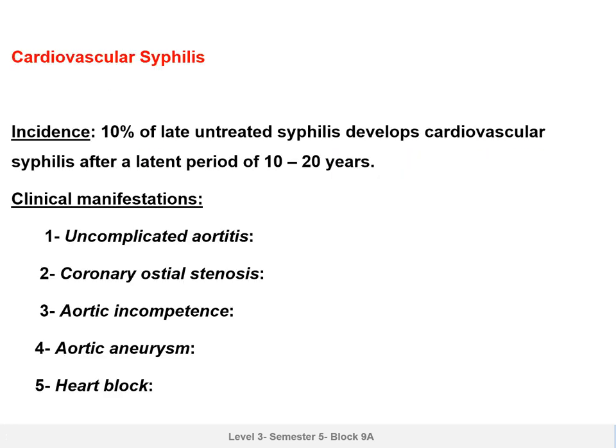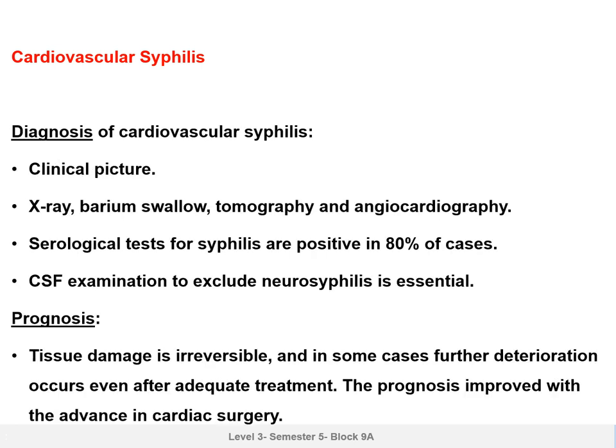Cardiovascular syphilis: 10% of late untreated syphilis develops cardiovascular involvement, including uncomplicated aortitis, coronary ostial stenosis, aortic incompetence, aortic aneurysm, and heart block. Diagnosis of cardiovascular syphilis: clinical picture, X-ray, barium swallow, serological test positive in 80%, and cerebrospinal fluid examination to exclude neurosyphilis. Its prognosis: tissue damage is irreversible.